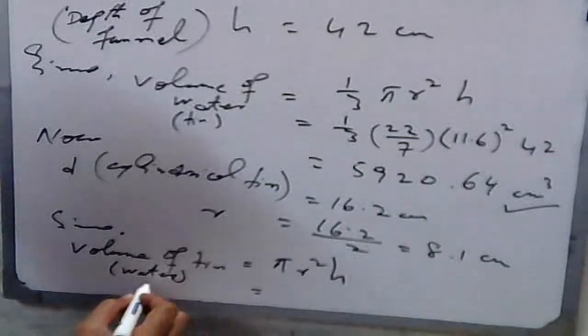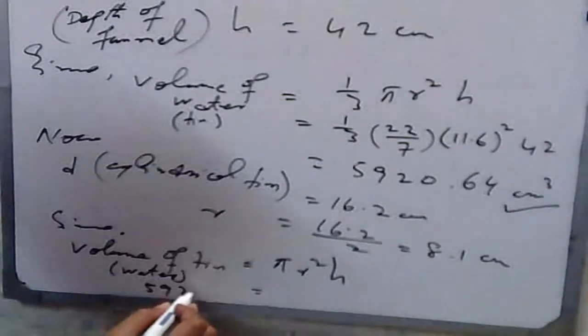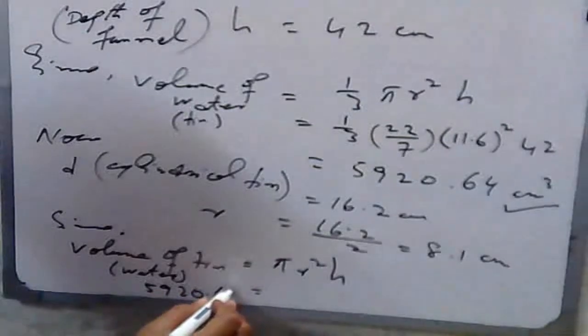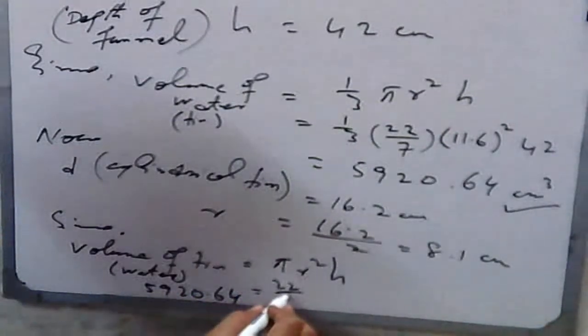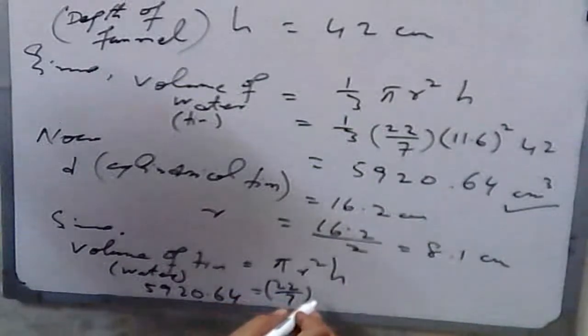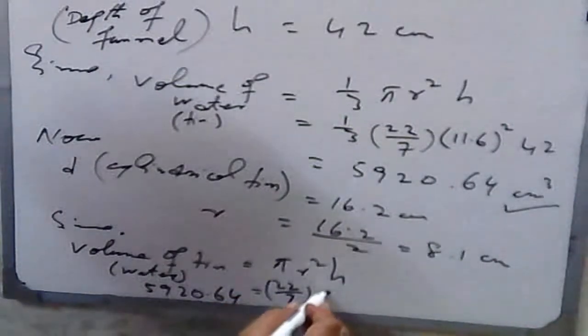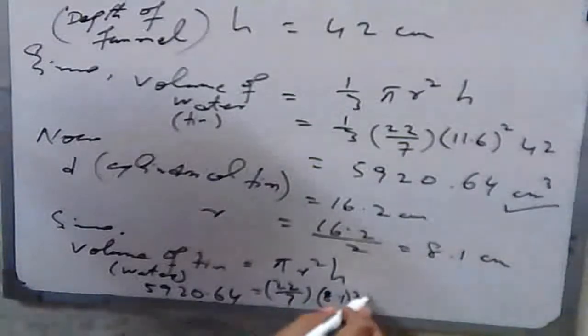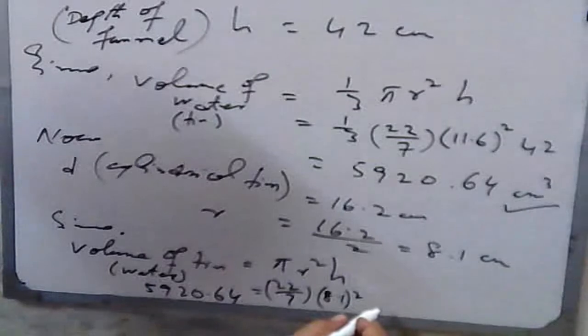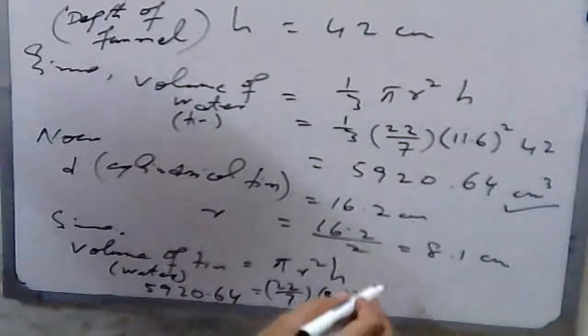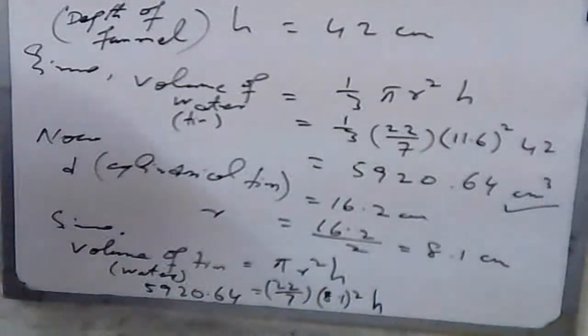So that is equal to 59, we have calculated 0.64, and pi, the value of pi is 22/7, and the value of r is 8.1 square, and the h. Because we have to find the value of h, we have to write with the same.